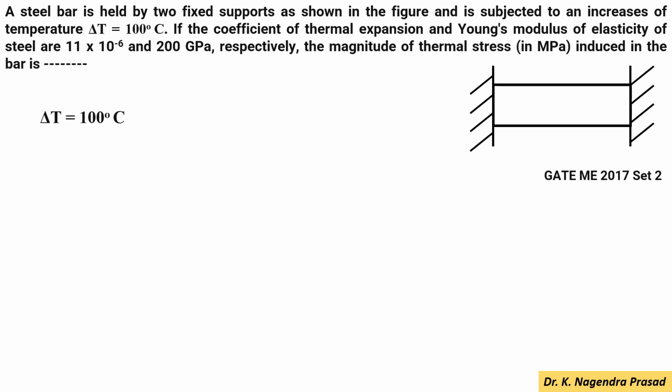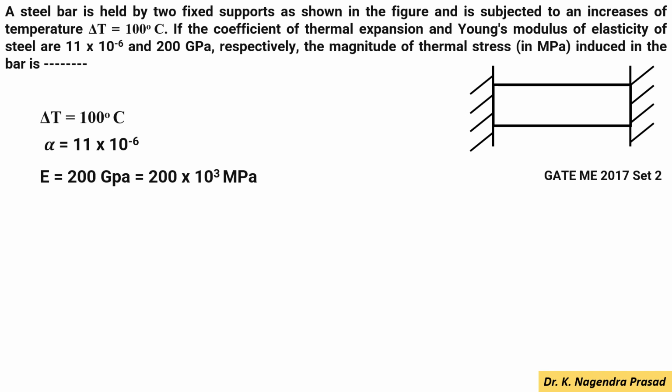Here it is given the change in temperature. Generally the notation we use is T. Here it is given delta T equal to 100 degrees centigrade, and the coefficient of thermal expansion, that is alpha, equal to 11 into 10 to the power of minus 6, and the modulus of elasticity E value is 200 GPa. Then you have to convert into MPa. It is 200 into 10 to the power 3 MPa.